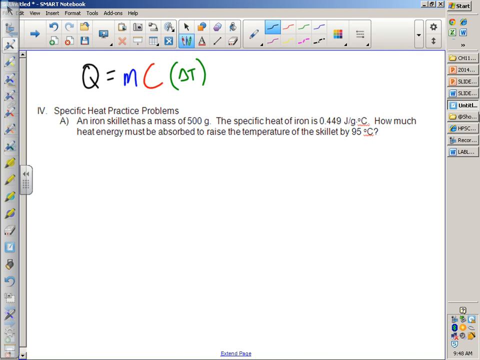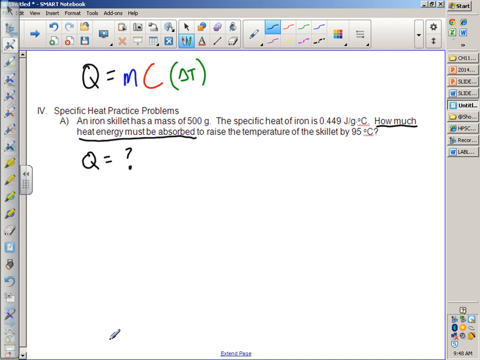How much heat energy must be absorbed? In the equation that we use to calculate these things, which variable is representing heat energy? The Q. So, Q is our question mark. That's our unknown value in this problem.